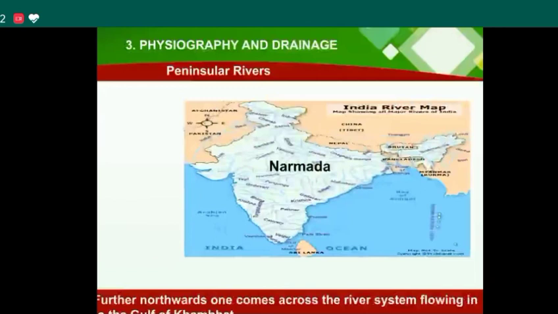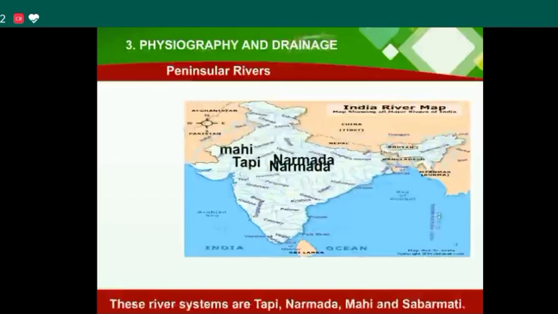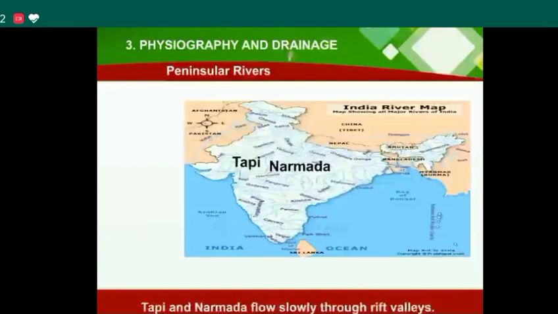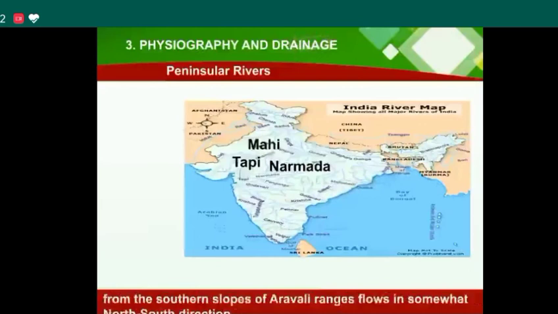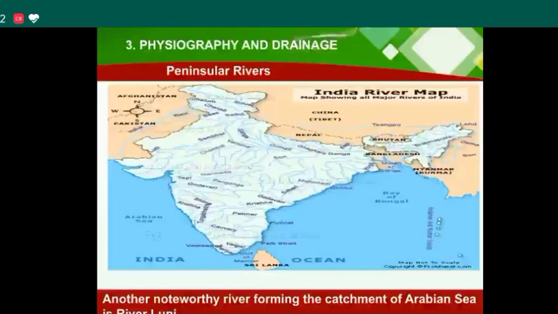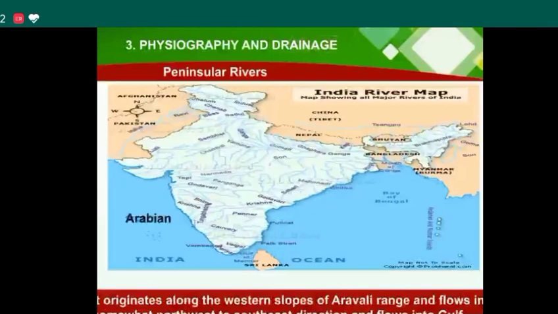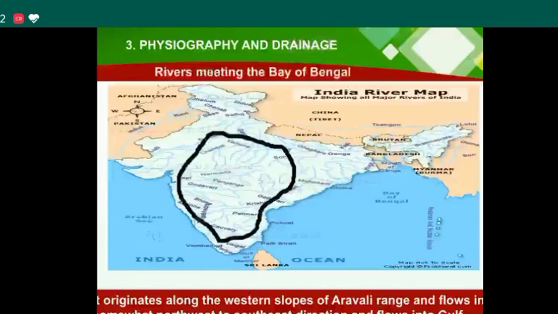Further northwards one comes across the river systems flowing into the Gulf of Khambhat. These river systems are Tapi, Narmada, Mahi and Sabarmati. Tapi and Narmada flow slowly towards the west. Mahi river flows from northeast to southwest direction, whereas river Sabarmati, collecting its headwaters from the southeastern slopes of the Aravalli ranges, flows in a somewhat north-south direction. Another noteworthy river forming the catchment of the Arabian Sea is river Luni. It originates along the western slopes of the Aravalli range, flows in a somewhat northeast to southwest direction, and flows into the Gulf of Kutch.